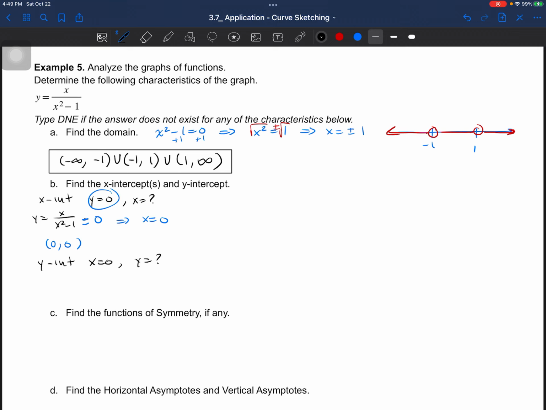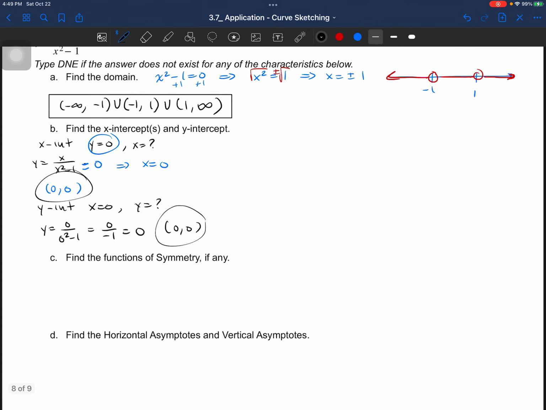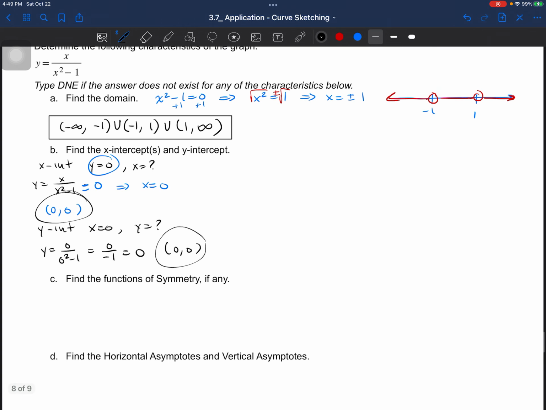The other way will be to find the y-intercept. This is going to happen when x equals 0, and we're going to find y. What we're going to do here is replace every x with 0, which gives us 0 over -1, which is 0. So in other words, (0, 0). But we already had it, so it's the same point. The x-intercept happens to also be the y-intercept. And that's pretty much it for that part.